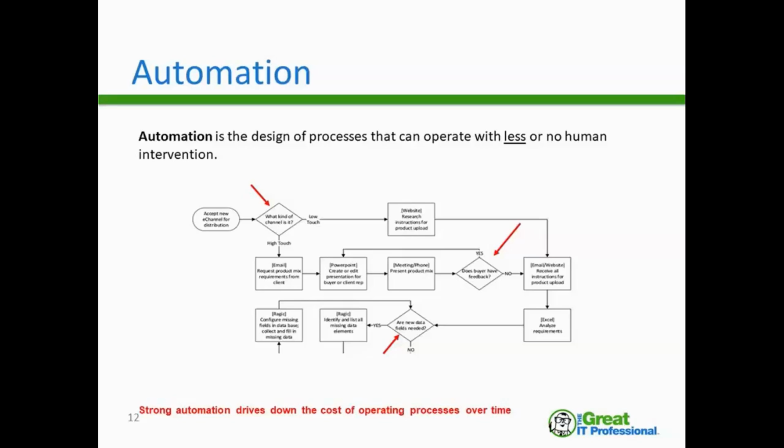And that's what that little red line at the bottom shows: strong automation drives down the cost of operating processes over time. If one of your company's strategic focuses is automation, you're looking to design processes that drive the cost of operating down over time, with automation as your lever. We'll extend the conversation as we go forward.